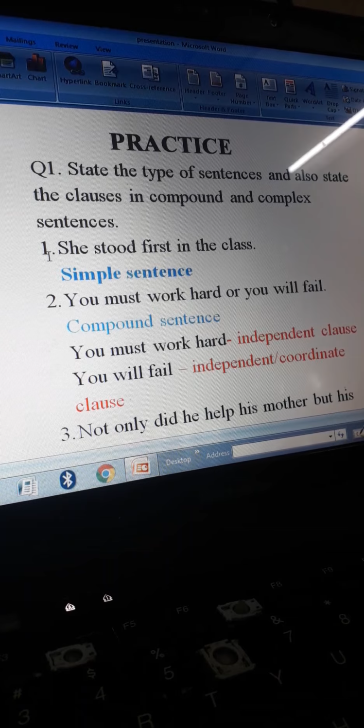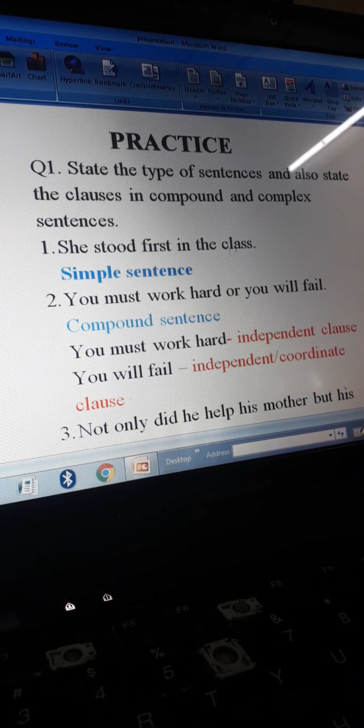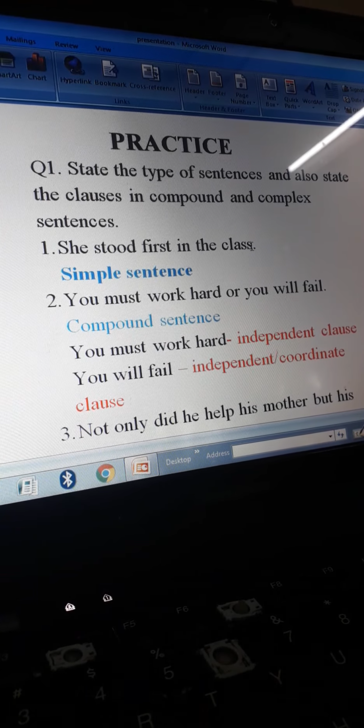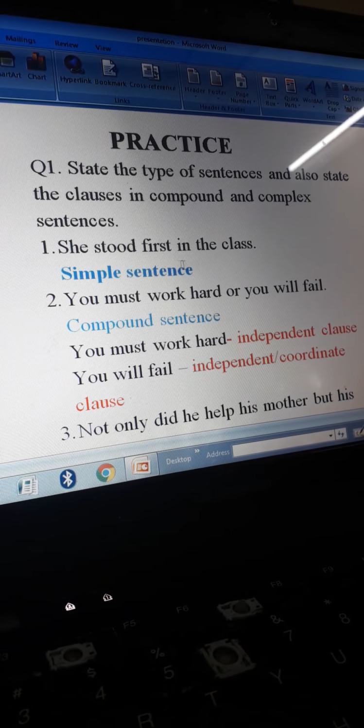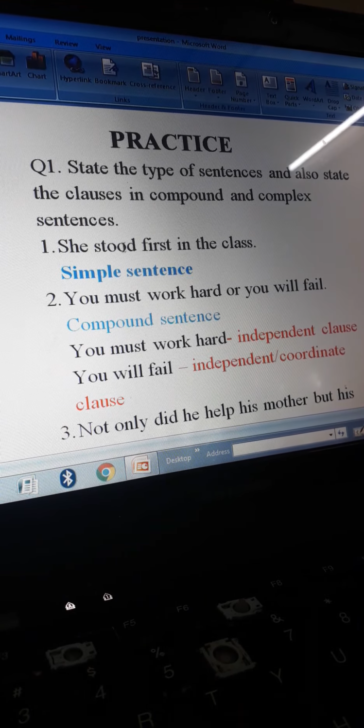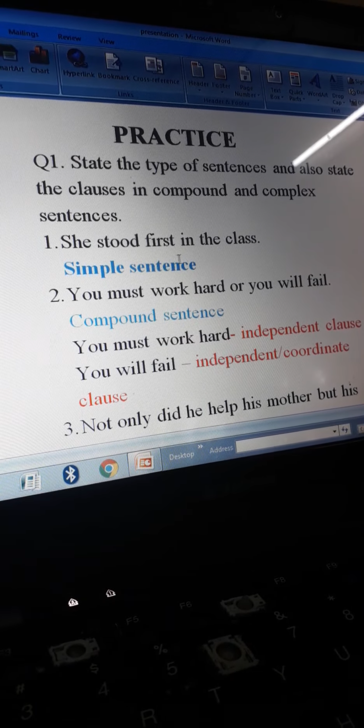She stood first in the class. Now, this is a simple sentence. Okay, she stood first in the class. No, the sentence is not divided into two parts. No conjunction is there. So simple. She is the subject here. Stood is the verb here. Only one verb and one subject. So it is a simple sentence.